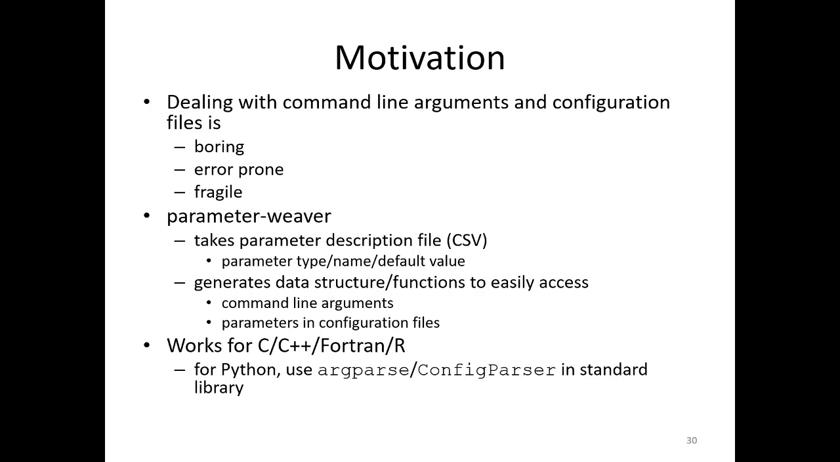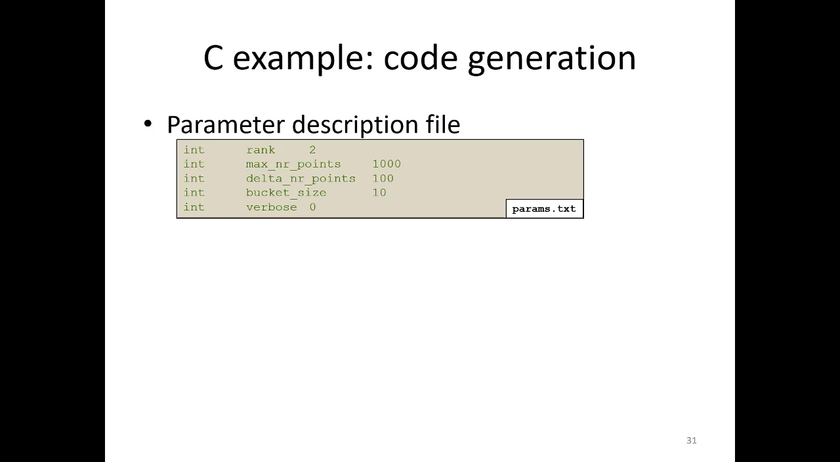If you're using Python, just use argparse or config parser, which are in the standard library and which are actually very good. So it is based on code generation. That means there are no dependencies and no libraries. You just generate some additional C++ or Fortran or R code, and you can use that in your project.